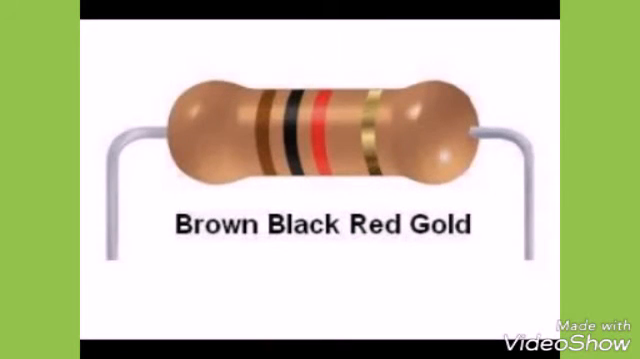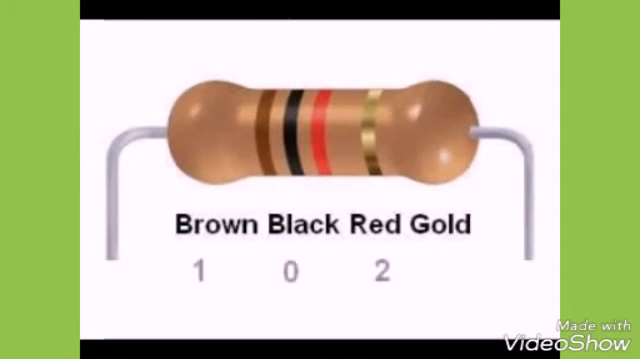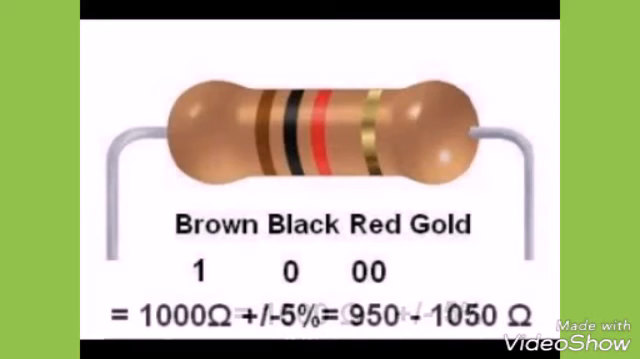Let's try some examples. Here is a resistor with a color code brown, black, red, gold. The first band is brown, which is 1, the second band is black, which is 0, and the third band is red, so the code is 102. The third color, or red, represents 10 raised to the 2 power, or 100. This is the same as 2 more zeros, so we have 1000. The fourth band is 5% tolerance, so a brown, black, red, gold resistor is 1000 ohms plus or minus 5%. Now 5% of 1000 is 50, so this resistor can have a value from 950 to 1050 ohms.